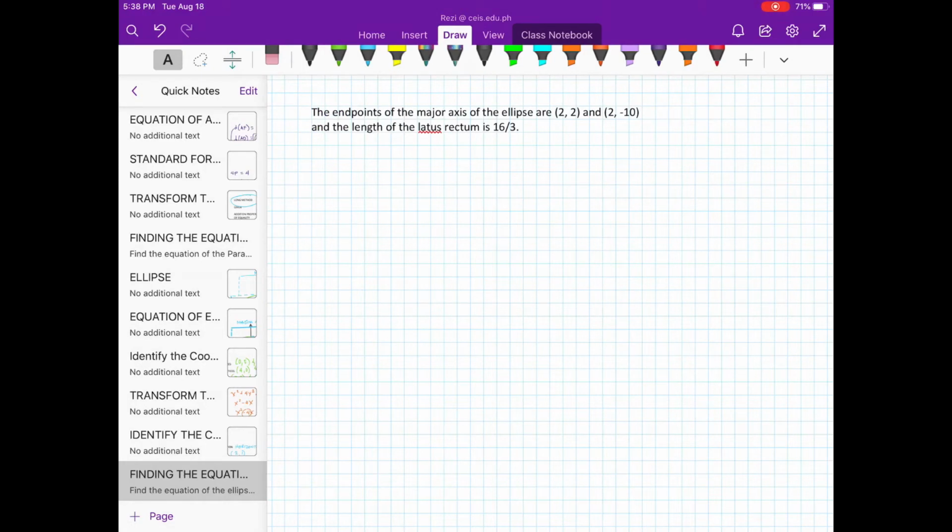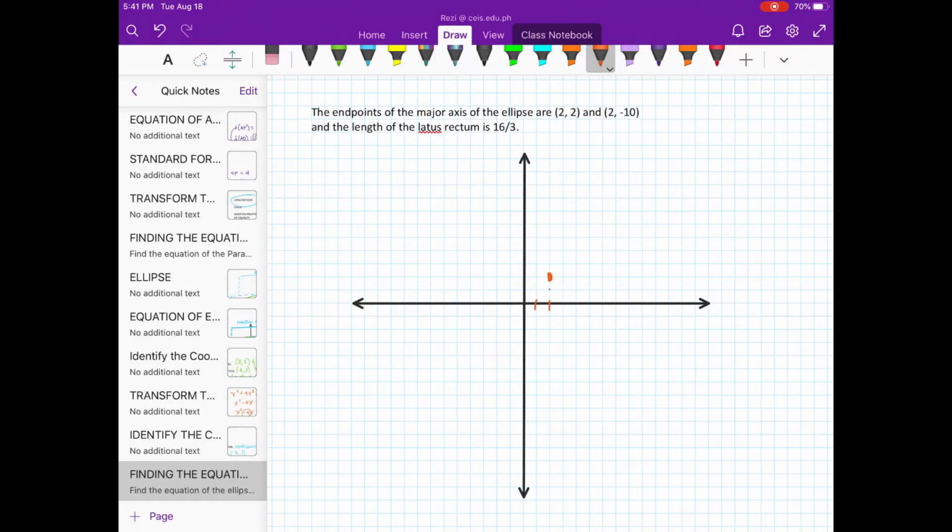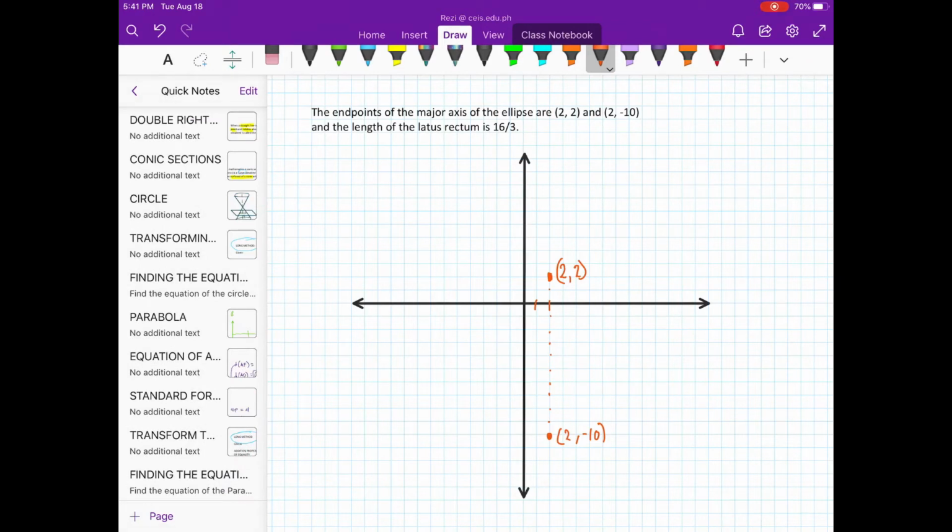The endpoints of the major axis of the ellipse are (2, 2) and (2, -10), and the length of the latus rectum is 16 over 3. Divided by 3 is 5.33. And the midpoint of the endpoints of the major axis gives its center, which is (2, -4).